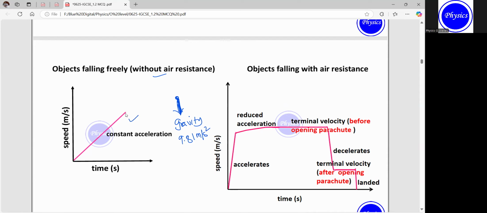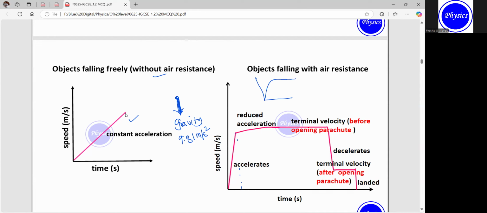But if there is air resistance, that straight line will be only for a few seconds. Then afterwards, the graph is like this. You would have seen this in your paper. So it's a straight line for a few seconds, then it will curve like this, then it goes like this.